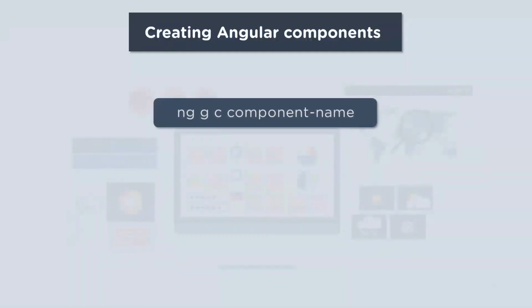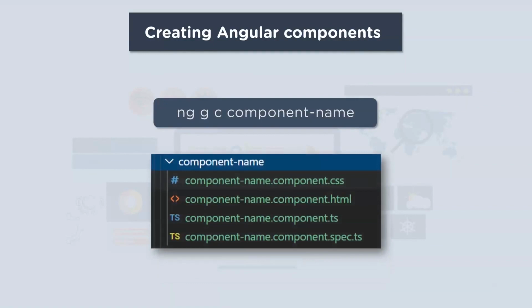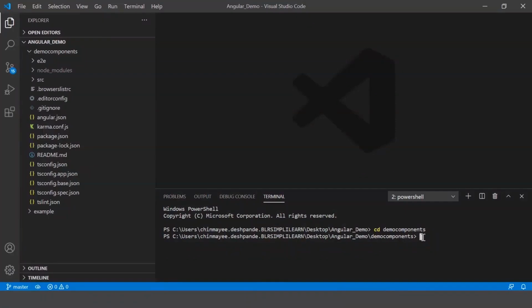The command used to create our component is ng g c and your component name. Once executed, it creates 4 different files. Let's just see how this works on our VS Code. Head to your terminal and type in the command ng g c and provide a name for your component. For example, I'm going to just call my component text component.